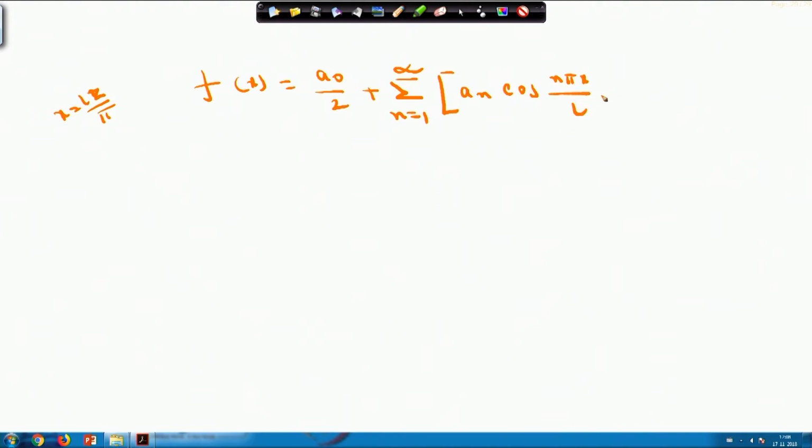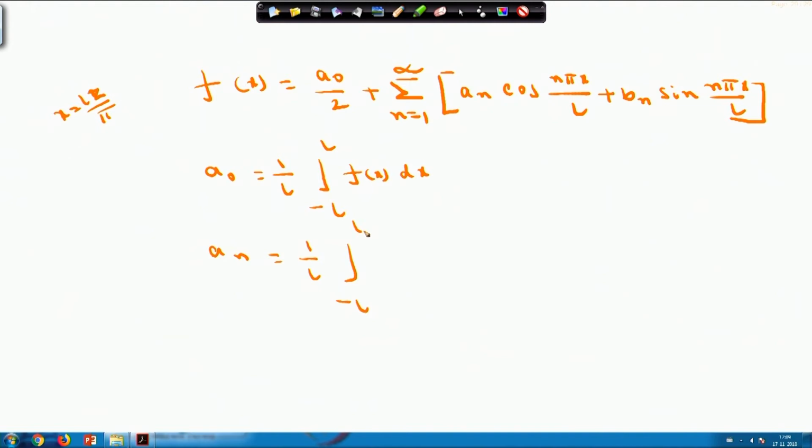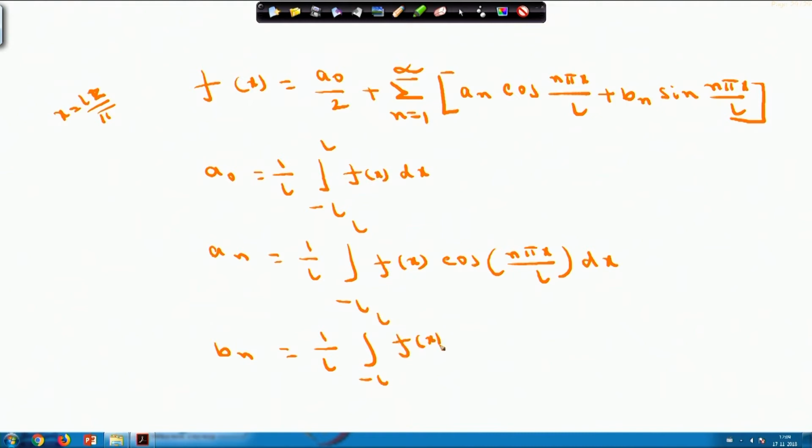So, I am substituting this, plus b n into sine of n pi x by L, where a naught will be equal to 1 by L. Now the limits will be changing, it will now again be from minus L to L f(x) dx, a n equals 1 by L, minus L to L f(x) into cos of n pi x by L dx, and b n will be equal to 1 by L, minus L to L f(x) into sine of n pi x by L.